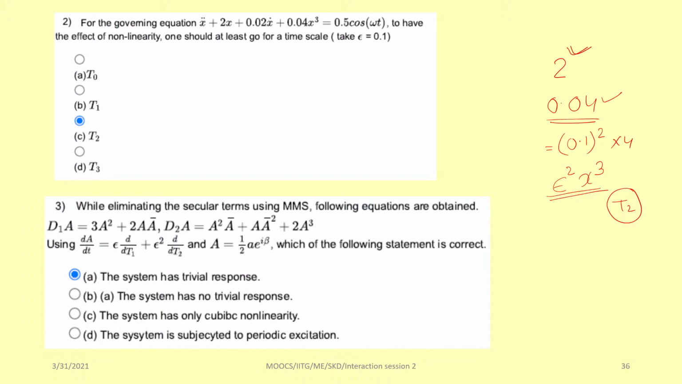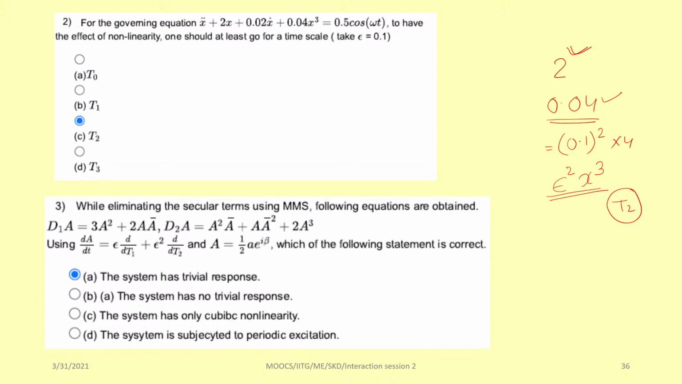Using dA by dt equal to epsilon d by dt1, so d by dt1 is nothing but your D1, plus epsilon square d by dt2, that is D2, and a equal to half a e to the power i beta. Which of the following statements is correct?